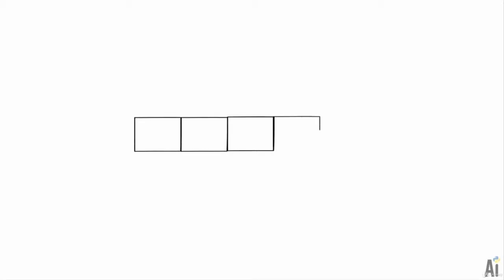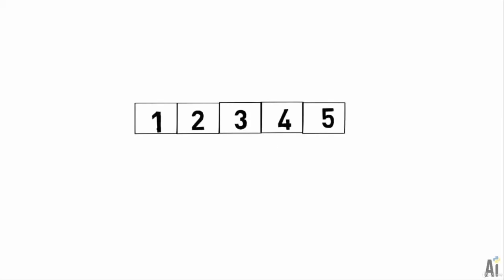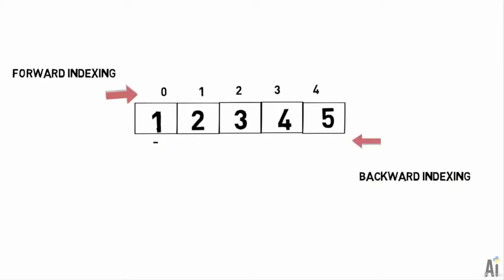You can see that it allows to access element from both ends. There are two types of indexing, that is forward and backward. Here I am taking one example of the list. A list contains 5 elements 1, 2, 3, 4 and 5. The forward indexing is starting with 0, 1, 2, 3 and 4. The backward indexing starting with -1, -2, -3, -4 and -5.